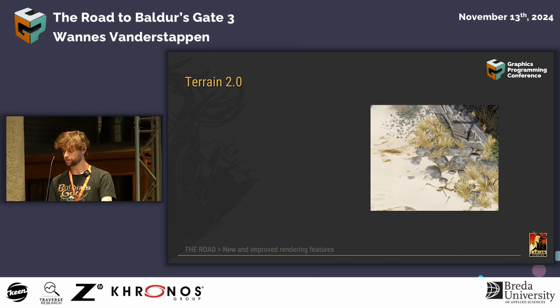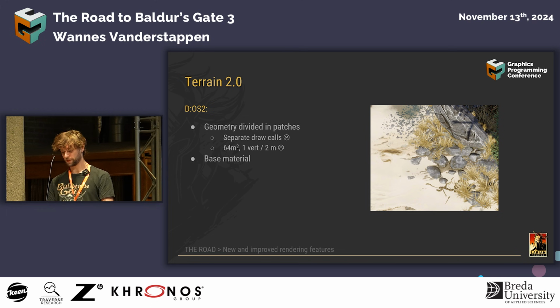Our terrain was also something that we wanted to improve on visually. This is an example of original Sin 2. The geometry was divided in patches. These were separate draw calls, which is not that great. It was 64 square meters with 1 vertex every 2 meters, which is also not very detailed. It uses a base material, which was able to blend based on the slope using 2 texture sets, so that was a pretty nice feature.